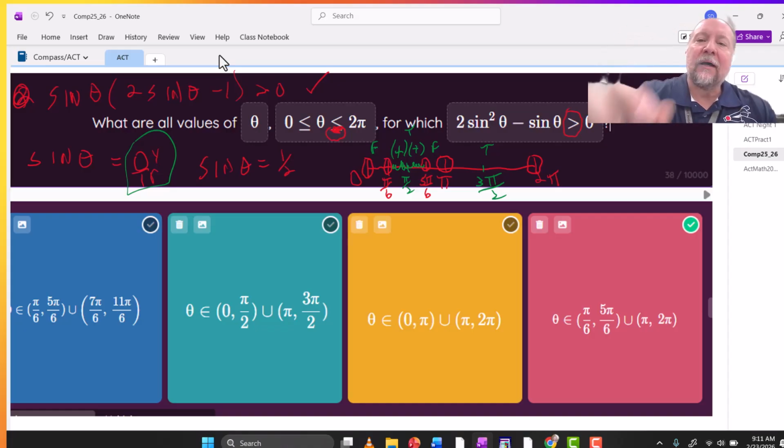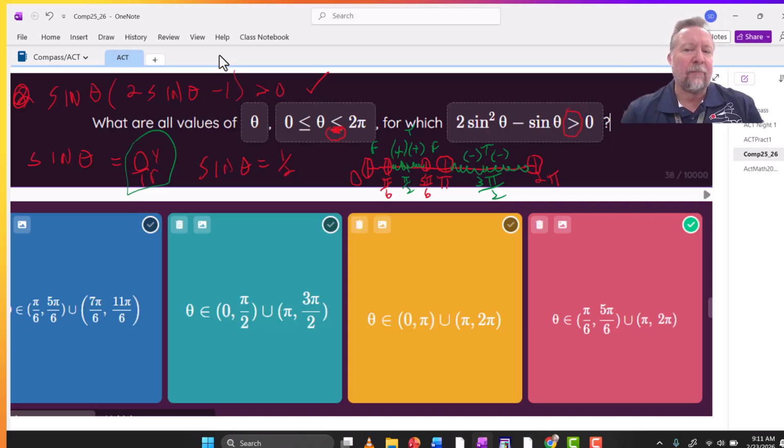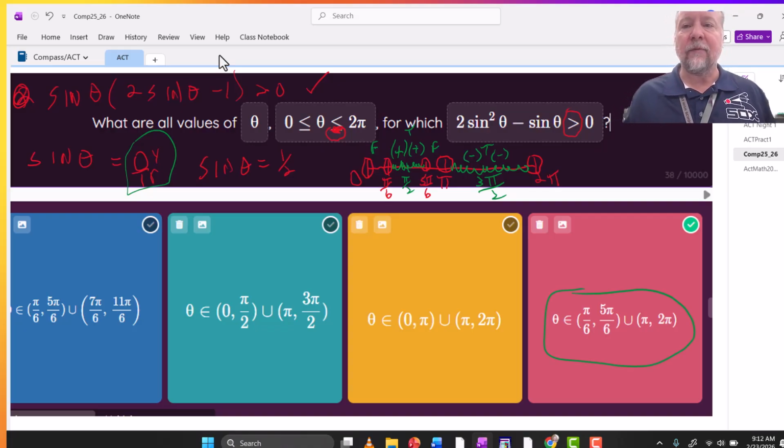All right, sine of 3 pi over 2 is negative, it's -1. And then -1 times 2 minus 1 is another negative. A negative times a negative is a positive. All right, so that's all you have to do. And I think that might be better than graphing anyway. So I think you should probably approach all those in that way, in my opinion. But anyway, what does that leave? Pi over 6 to 5 pi over 6, and then pi to 2 pi. All right, okay. Sorry for my fumbling around, but that's this question.